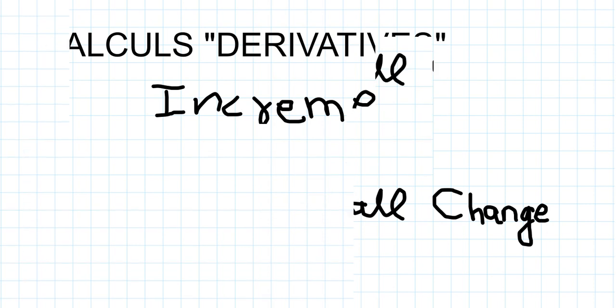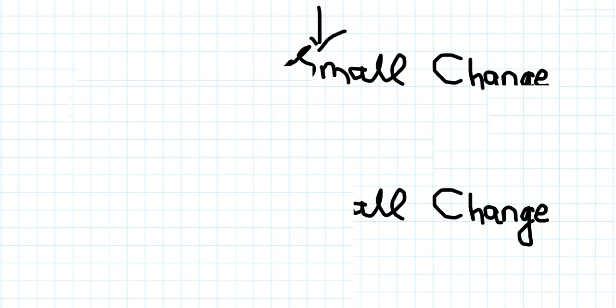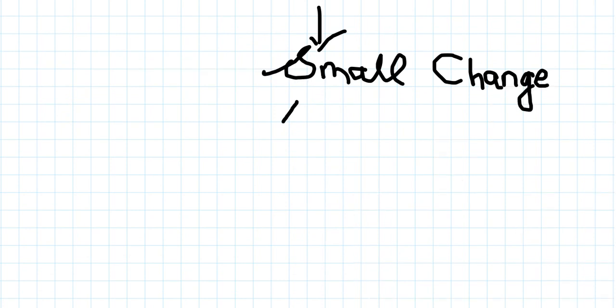Generally we denote increment by delta. If the increment is in x, we denote it by delta x, and if the increment is in y, we denote it by delta y. This is the notation we use.